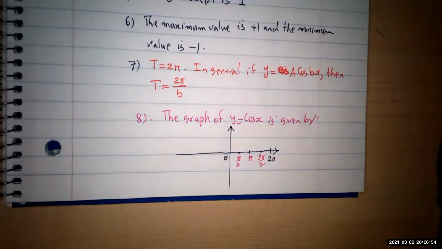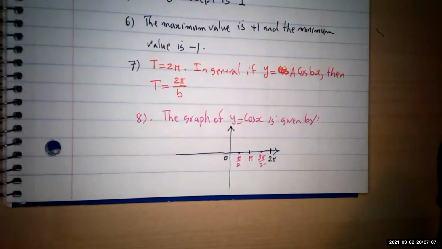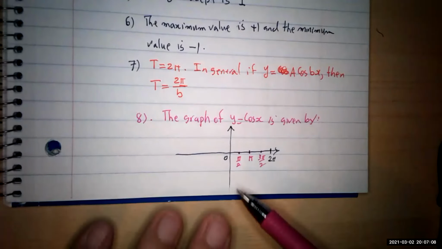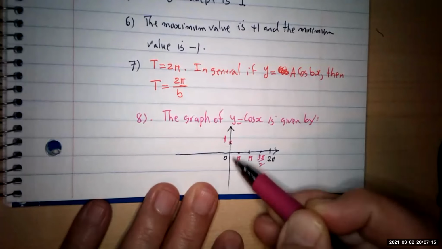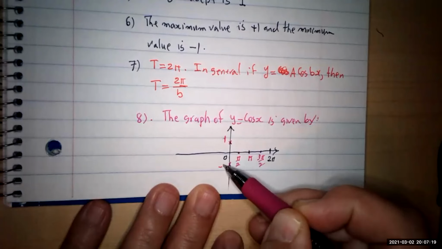In the case of the sine, sine of 0 is 0, so we start from the origin. But in the case of the cosine, the cosine of 0 is a positive 1. So we start from the top. That's going to be the difference. Okay, that's a positive 1, and this is going to be a negative 1.